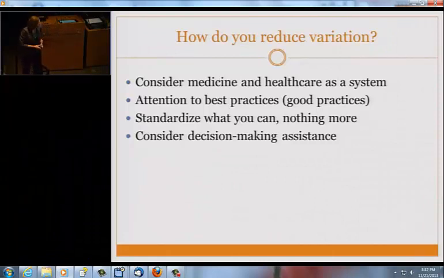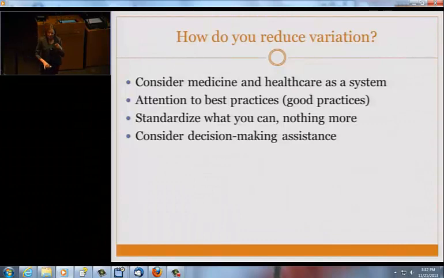But that requires us to do a couple of things. We have to consider medicine and healthcare as a system, okay? That it's not just a craft. That we're actually delivering a system of care and we're overseeing a system of care. You have to understand what the best practices are and deliver those. Standardize what you can and nothing more, and consider decision-making assistance.